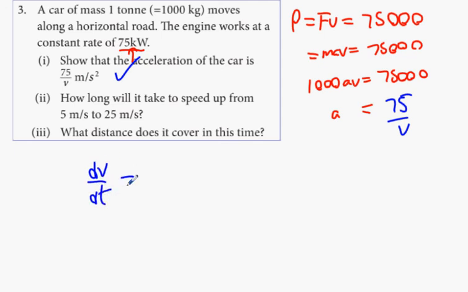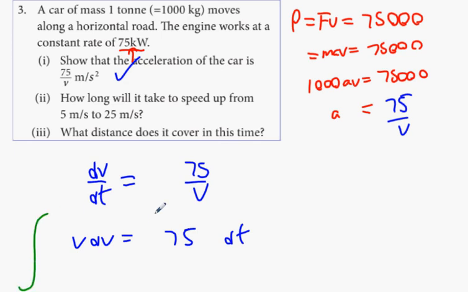The dV over dt ends up being 75 over V. Then we get V dV equals 75 dt. Integral 5 to 25. It doesn't say anything about starting off at 0 or anything like that, does it? No. So 5. We're just going to put the 25 for the top integral. Then we're going to have a t on 0 on the bottom, t on top.